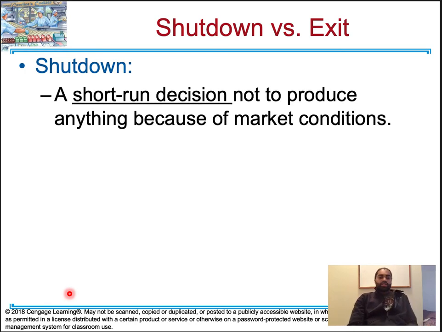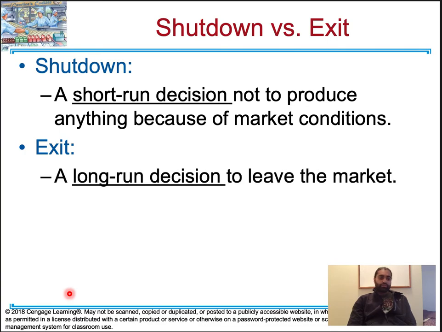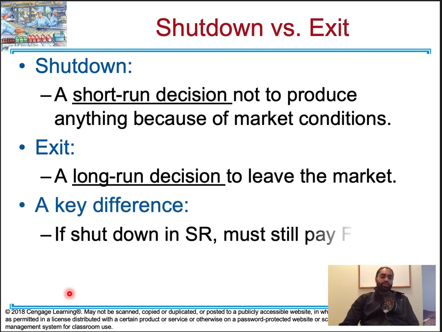Now, a short-run decision is to not produce anything because of market conditions. Let's just say in a recession, you can't produce as much due to these different factors. So shutdown is a short-run decision. It's, again, short-term. Exit is a long-run decision to completely leave the market. Now, key difference between the two, if you shut down in the short run, you still have to pay your fixed costs. Shutdown is just temporary.